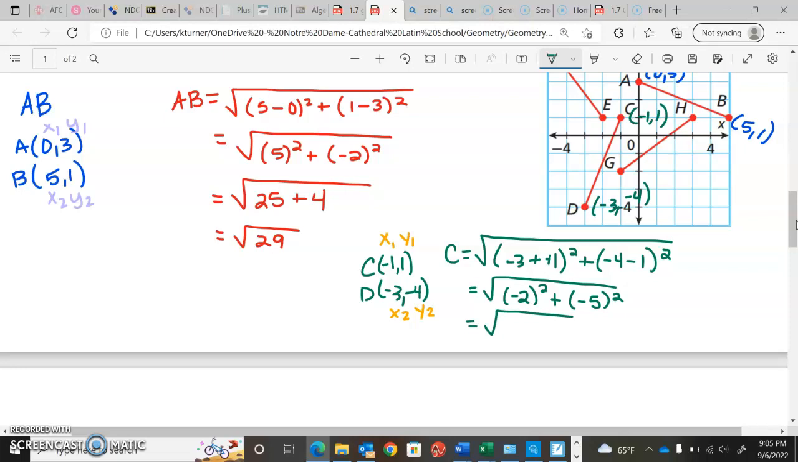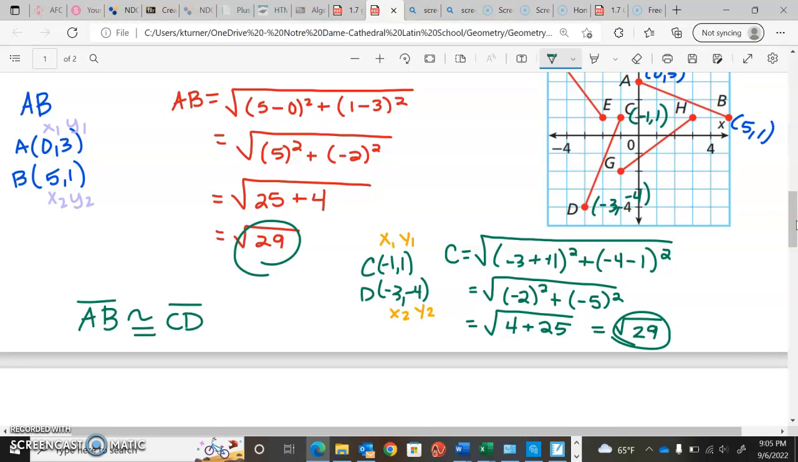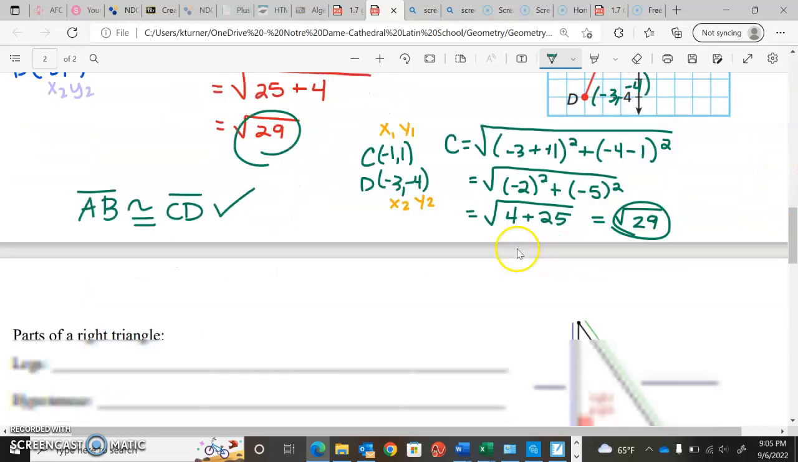Then do your exponents. Negative 2 squared is 4. Negative 5 squared is 25. And then add the insides together. You get square root of 29. So square root of 29 equals square root of 29. Therefore AB is congruent to CD. They have the same length. Okay? So that's the distance formula.